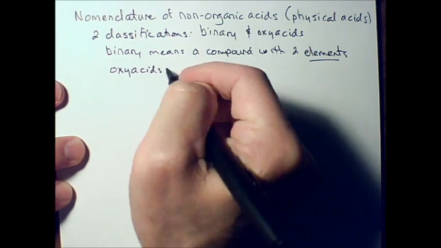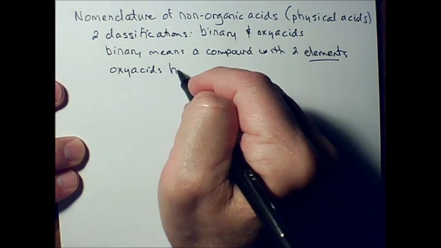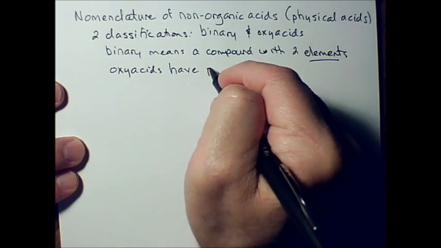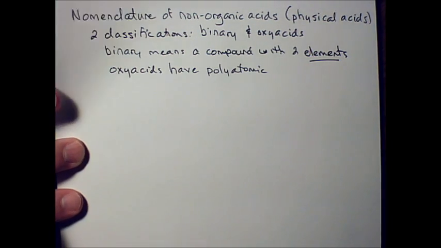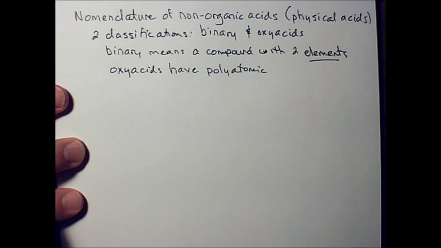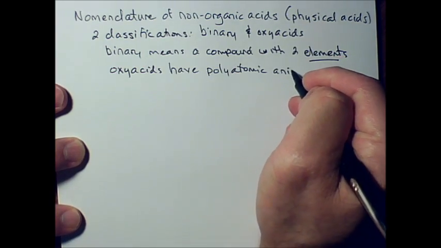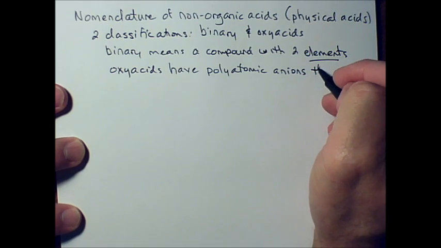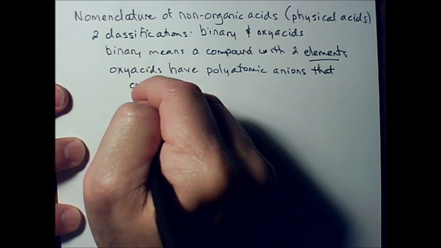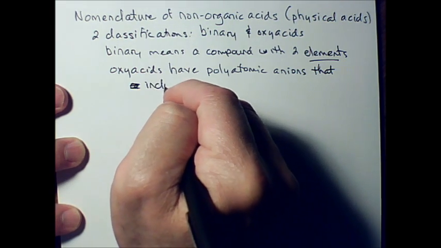Oxyacids, most of the time, have polyatomic ions. Actually, not only polyatomic ions, but they're negatively charged. So since they're negatively charged, they're not just ions, they're anions. But the oxy part means they contain oxygen.